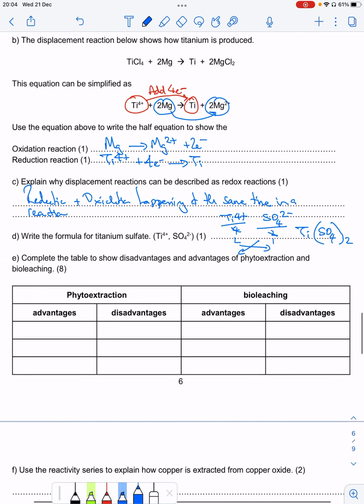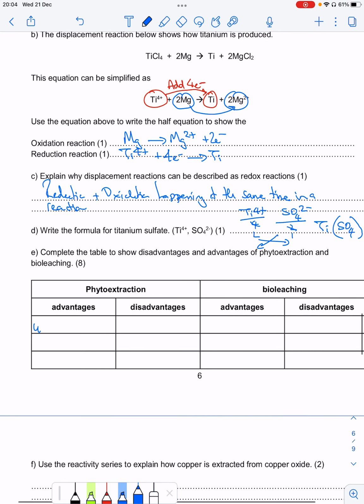So the advantages of this are that we can use low grade ore. We don't have to use ore that's got lots and lots of metal in it. Okay, so often it's used to extract from waste or stuff that would get thrown away. Second advantage is there is no need for mining.